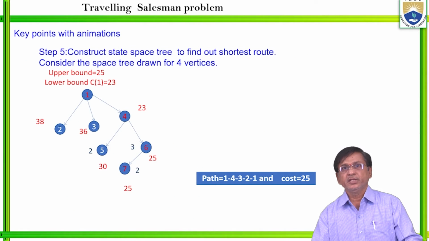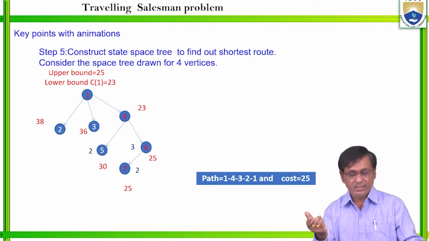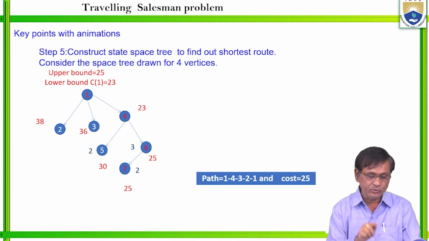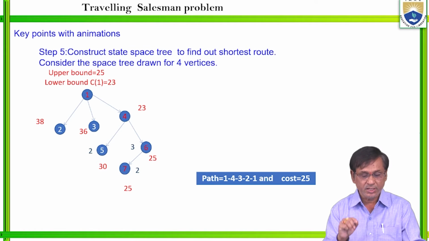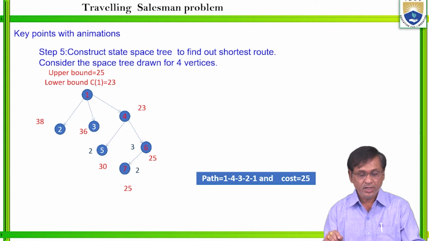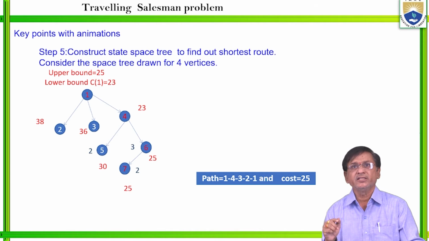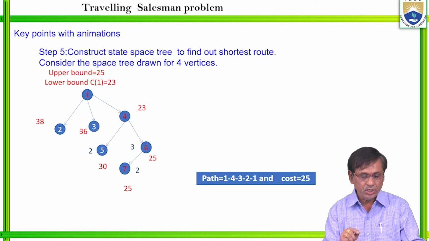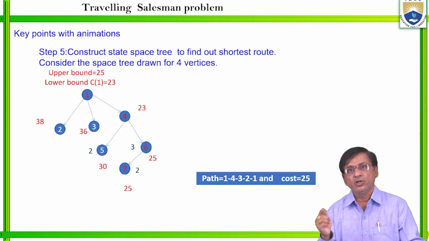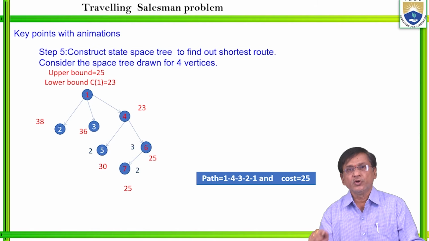Now, you see that we calculated values, let us say the approximate value corresponding to node 2 is 38, for node 3 it is 36 and for node 4 it is 23. After calculating these node values, we have to select the smallest cost. So in this, node 4 has the lowest value. Now we have to select node 4.